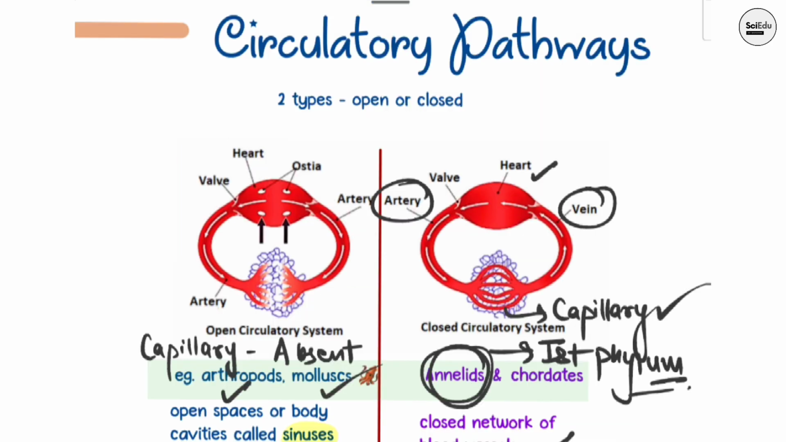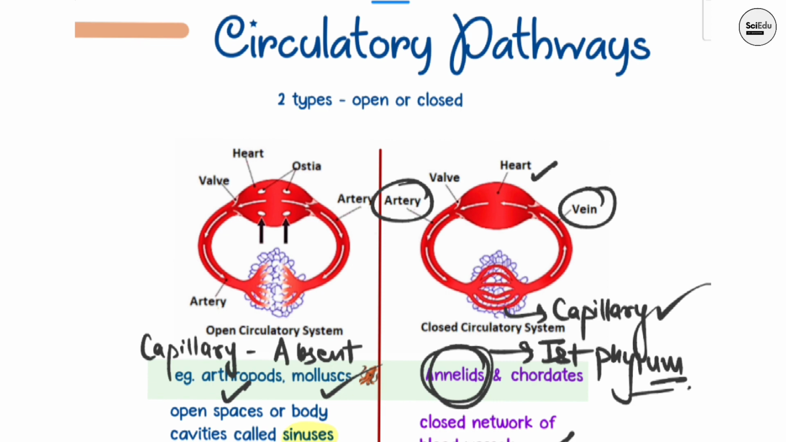Circulatory pathways. The circulatory patterns are of two types, open or closed. Open circulatory system is present in arthropods and mollusks, in which blood pumped by the heart passes through large vessels into open spaces or body cavities called sinuses. Annelids and chordates have a closed circulatory system in which the blood pumped by the heart is always circulated through a closed network of blood vessels. This pattern is considered to be more advantageous as the flow of fluid can be more precisely regulated.